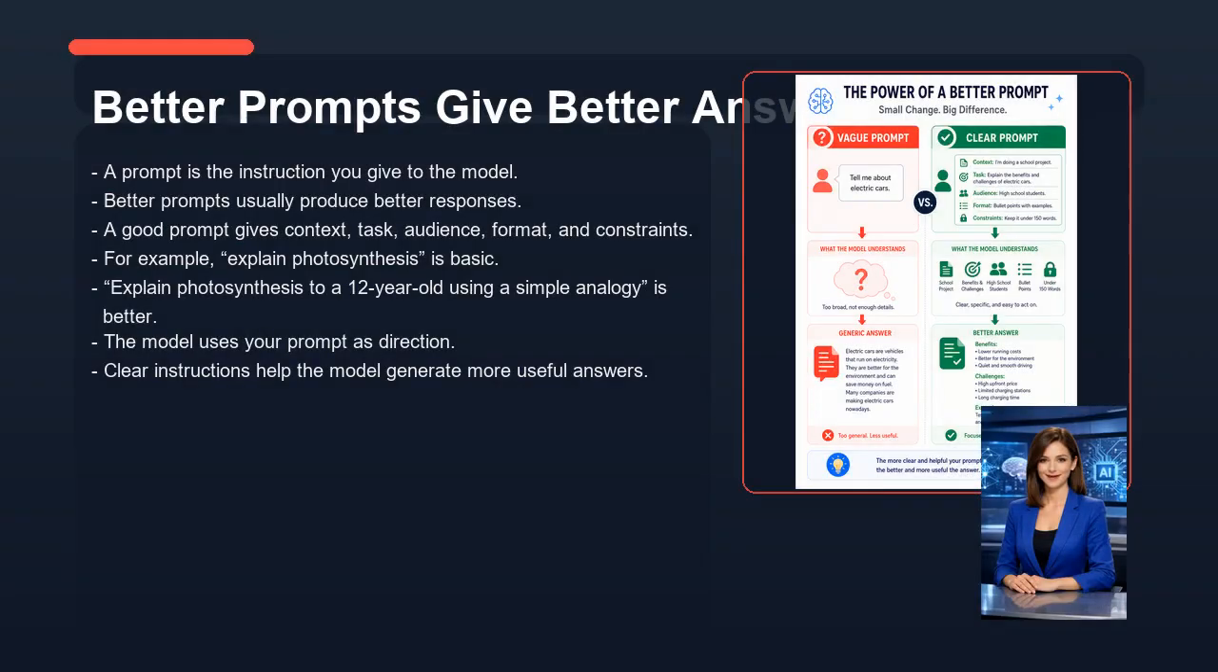Now let's look at how better prompts give better answers. A prompt is the instruction you give to the model. Better prompts usually produce better responses. A good prompt gives context, task, audience, format, and constraints. For example, "explain photosynthesis" is basic. "Explain photosynthesis to a 12-year-old using a simple analogy" is better. The model uses your prompt as direction. Clear instructions help the model generate more useful answers.